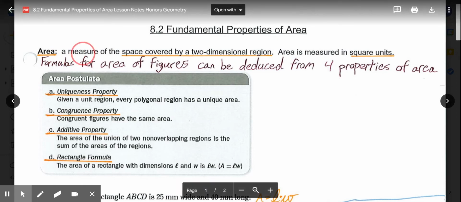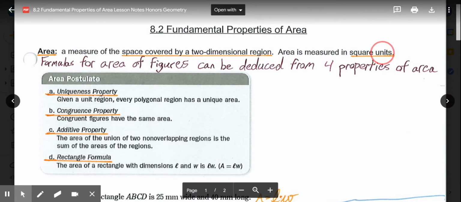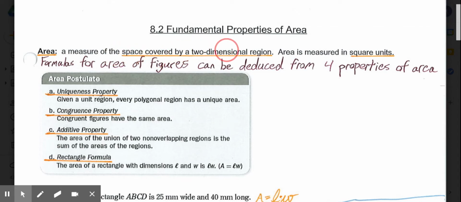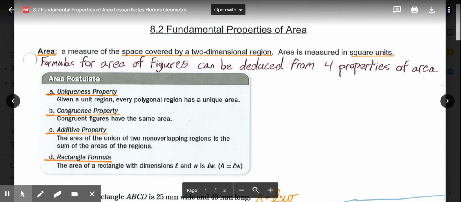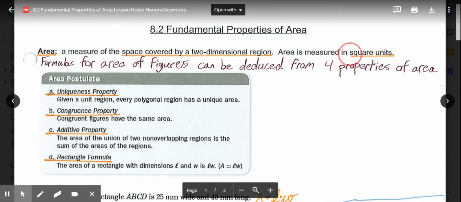An area is the measure of space covered by a two-dimensional region. Area is always measured in square units. So if you're thinking about space, it's the amount of space covered by a two-dimensional region. Perimeter is just the measure of a boundary of that region. Area is the amount of full space it's covered. So that's why we have square units.